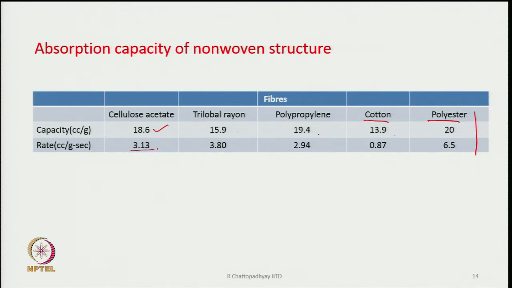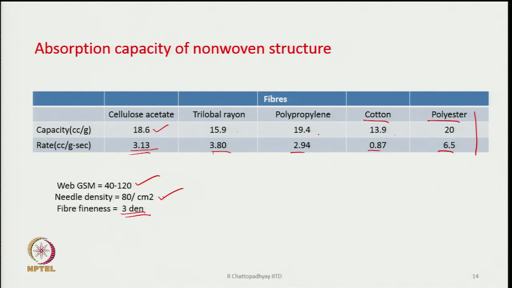The rate of flow, in cc per gram per second, these values are also quoted here. So, you can see here that these are the typical values that have been shown in some literature, where they have used a web GSM varying from 40 to 120, needle density 80 per centimeter square, and fiber fineness used 3 denier.